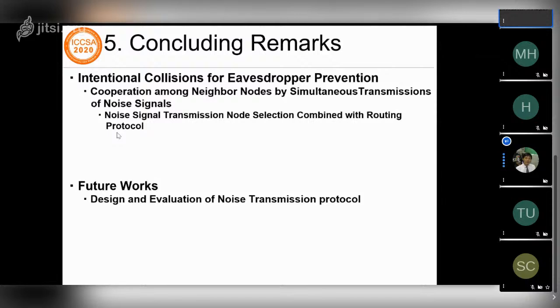What kind of wireless network are you supposing for this experimentation? Like Wi-Fi or Bluetooth or something? We are now supposing the usually used wireless LAN protocols such as IEEE 802.11 and Bluetooth and so on. Yeah, thank you very much.